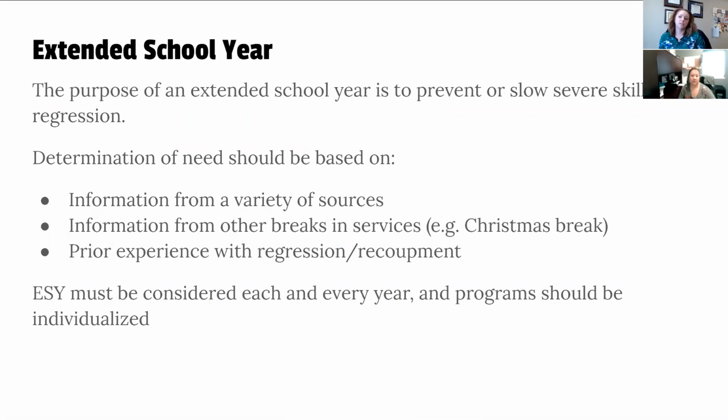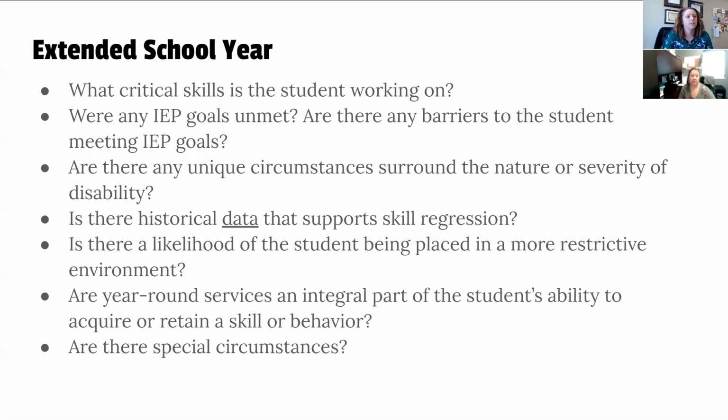Extended school year is one of the final considerations, the services for the team. So the purpose of that ESY service is to prevent or slow skill regression. So when you're determining this, you should be pulling information from a lot of different sources, previous data and information. So did they have a lot of regression over Christmas break or something like that? And then if the student has been receiving services for a while, what happened over the last summers? Did they have a lot of trouble coming back in the fall? So this is, again, one of those things that must be considered each and every year. And the program should be individualized to whatever the student has in particular needs.